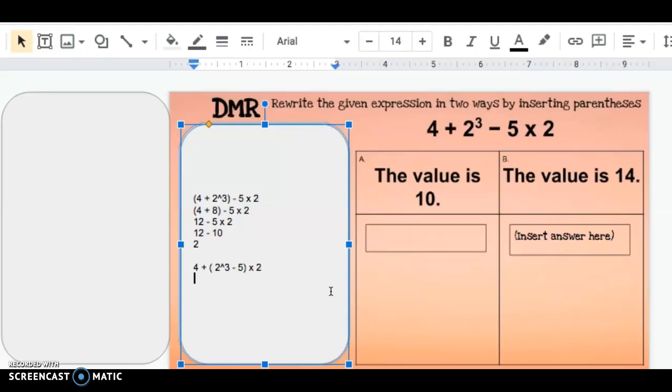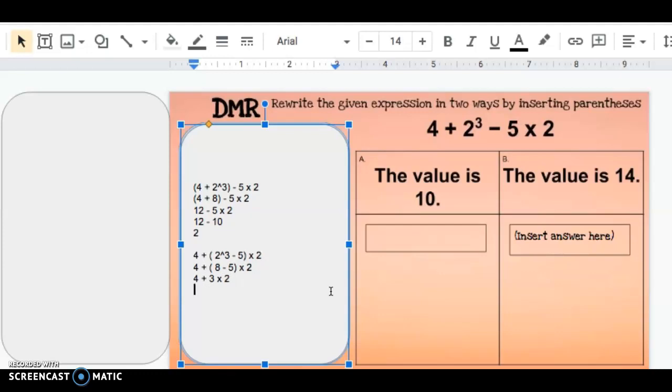So now I've got to use PEMDAS again. I have to solve my parentheses first. Okay, I have 2 to the third minus 5. I did not touch that 4 plus, so I leave that there. Inside the parentheses, I know 2 to the third power is 8, minus 5, times 2. I still have parentheses, so I keep my 4 plus, haven't touched it. 8 minus 5 is 3, times 2.